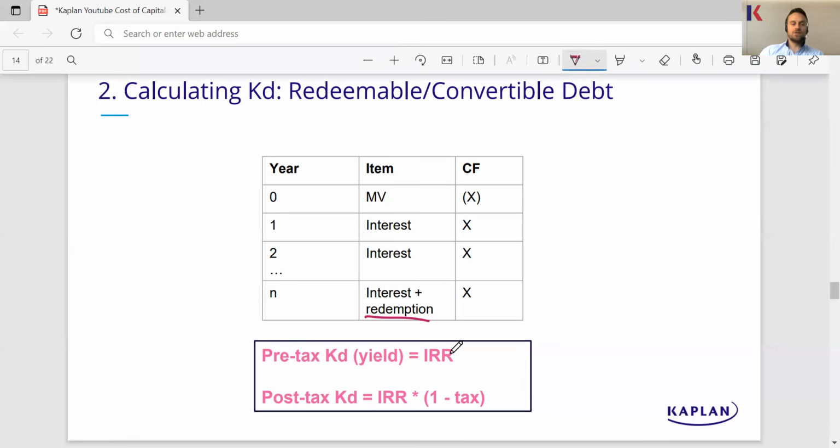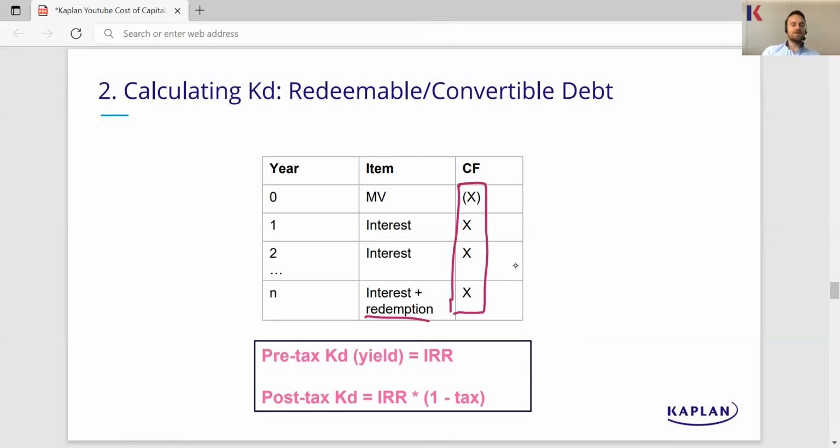Now, what you then do is just do equals IRR. If you select these cash flows, like so, and do equals IRR, that will then tell you the pre-tax cost of debt. So that's the average percentage return to an investor over the life of that bond. And don't forget, because we're looking from a company's perspective, we just then need to deduct tax. So times it by 1 minus T, and that'll give us the post-tax cost of debt.